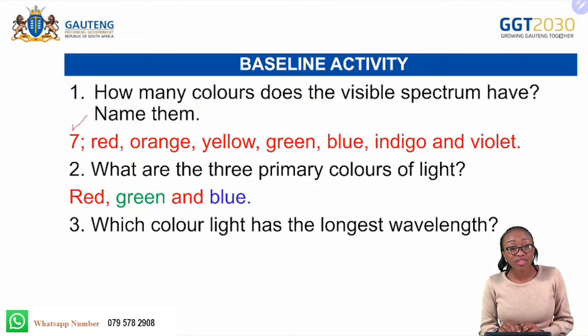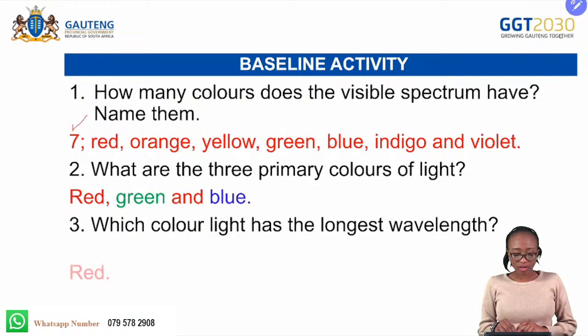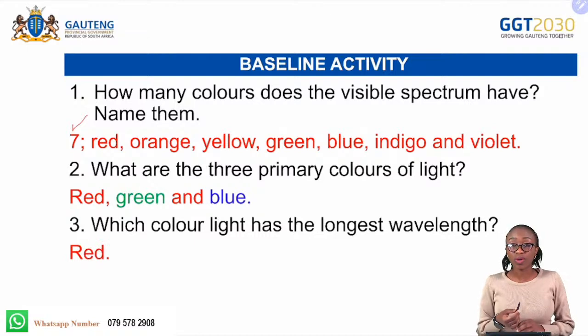And then the third question is, which color light has the longest wavelength? Remember, one way of differentiating between the colors of light is their wavelength. Do you remember how we're measuring wavelength? Okay, let's find out the answer. So the answer is red. Red has the longest wavelength.